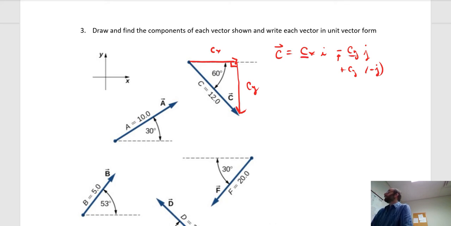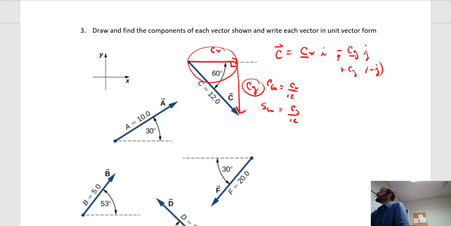You can get those from right angle trigonometry. If I write this out, cosine of 60 degrees, that's my little shorthand for that, would equal Cx over 12, because Cx is adjacent to the 60 degree angle. Sine of 60 degrees is equal to Cy over 12, right? Because Cy is opposite the 60 degree angle.